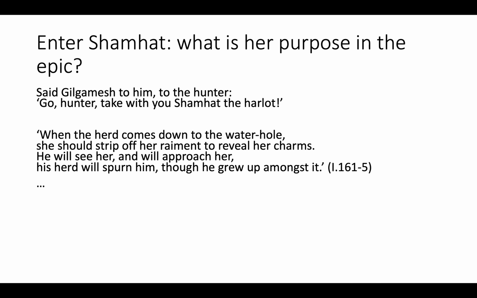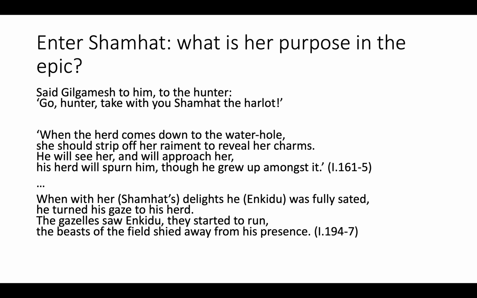So here's the plan. When Enkidu sees Shamhat, when she reveals her charms, she takes her clothes off, Enkidu is going to pay attention to Shamhat, and his newfound attention to Shamhat will cause the herd to spurn him, even though they're his family. He grew up amongst the herd, but his interest in this human woman's sexuality will cause him to be spurned by his own herd. And then this plan works.